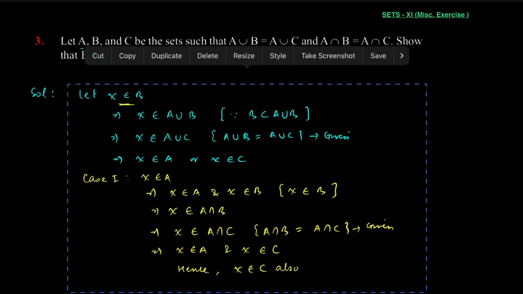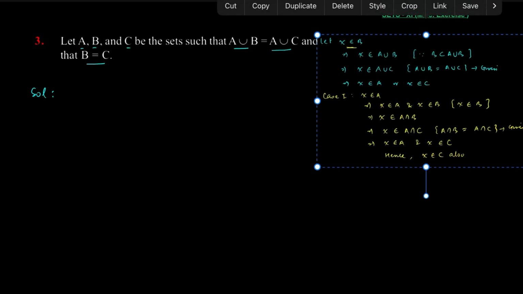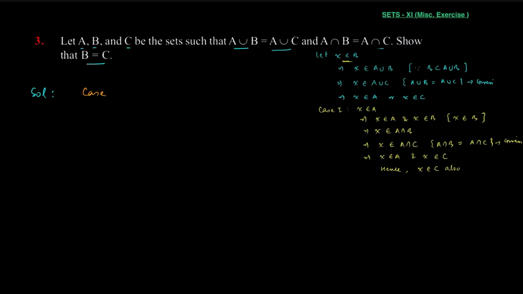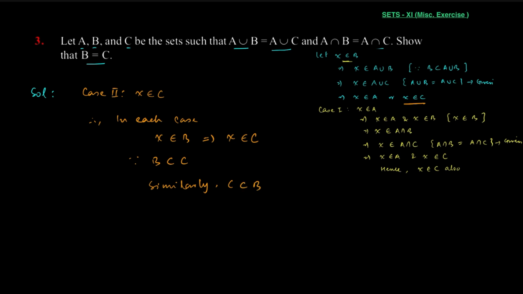Now let us take the second case. So the second case is X belongs to C. So therefore, in each case, X belongs to B implies that X belongs to C, because B is a subset of set C. Similarly, C is a subset of set B.